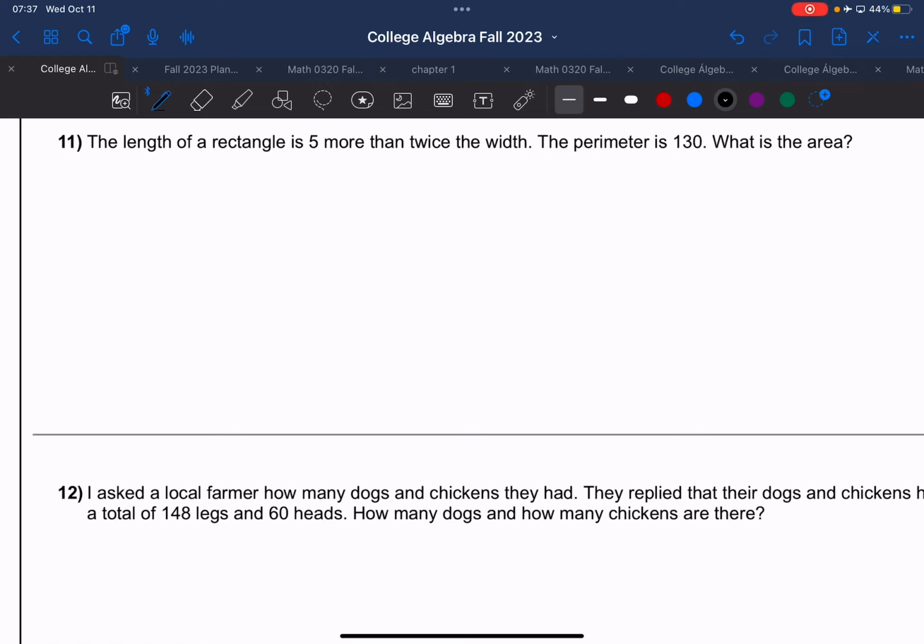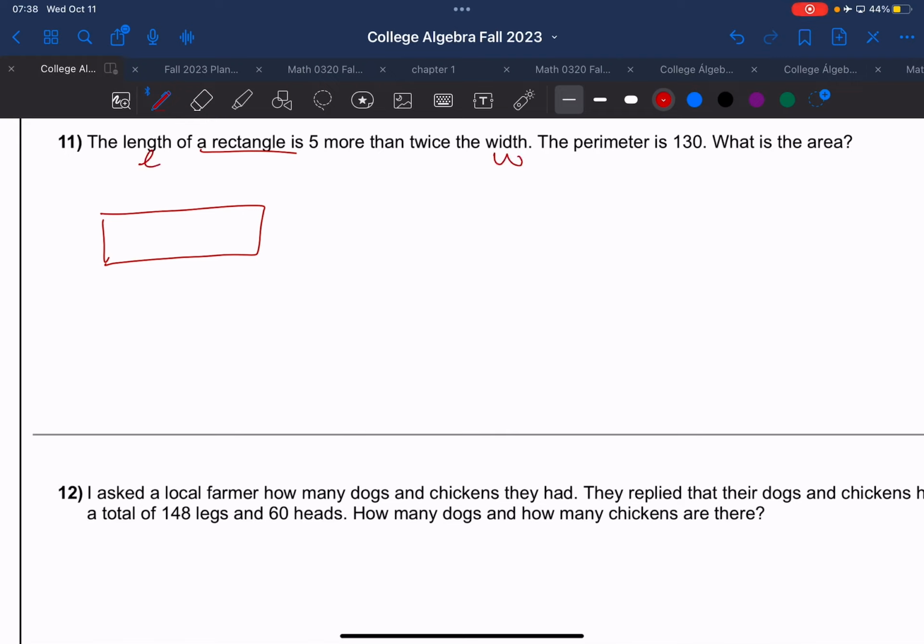Number 11 says the length of a rectangle is 5 more than twice the width. The perimeter is 130. What is the area? So for these type of problems, it's best to draw our diagram. And our diagram here is going to be that of a rectangle. So I'm going to draw a rectangle. What variable should we use here for length and width? L and W.